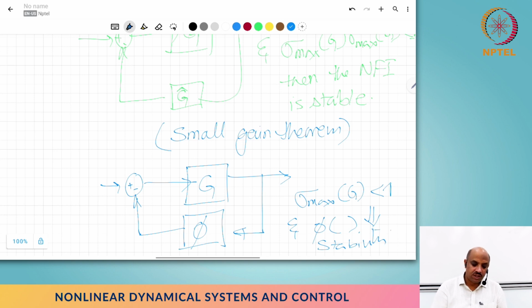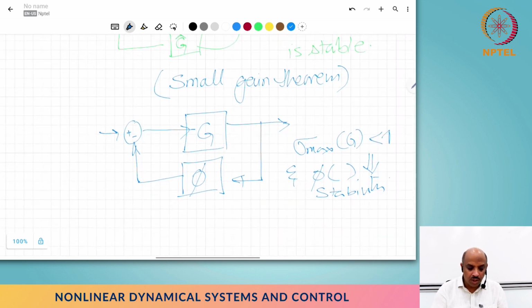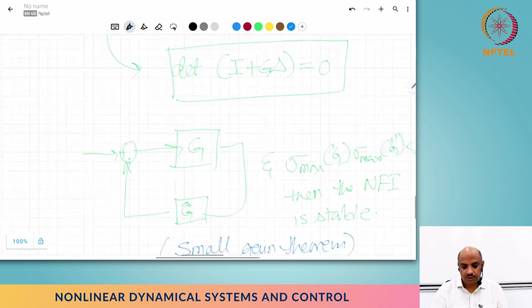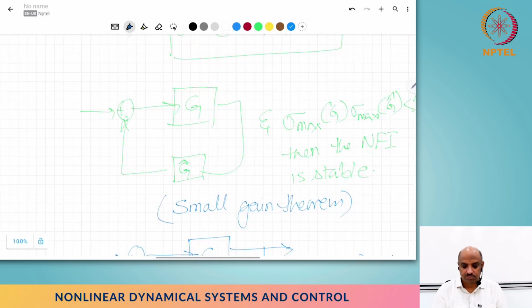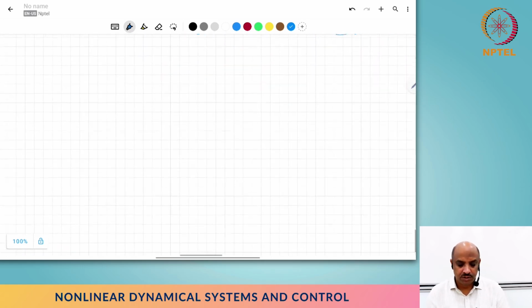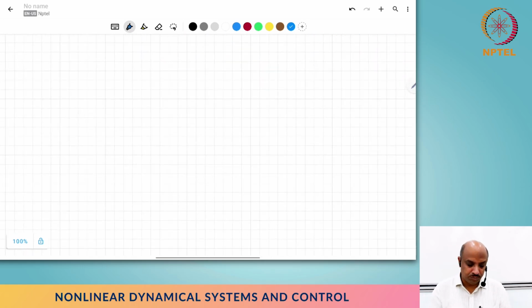So all such theorems existed, and the condition determinant of I plus G delta equal to 0 was understood for MIMO systems, but there was no simple way of computing it, except this small gain theorem. Beyond that, there was nothing. What was the need? Well, let's take one straightforward example.